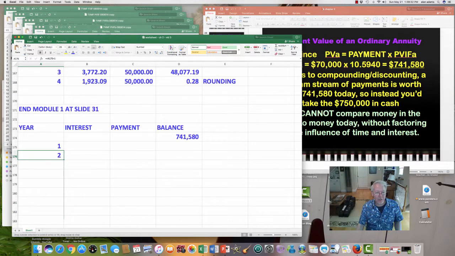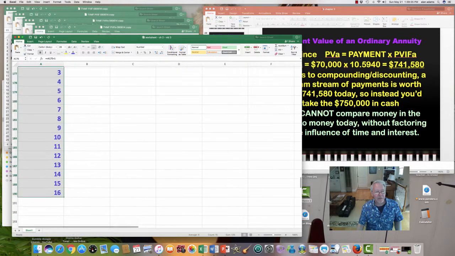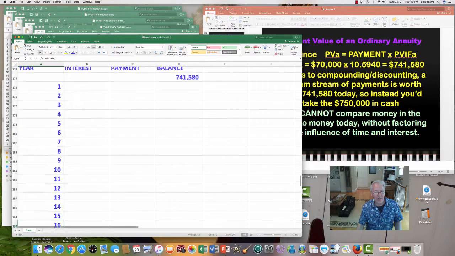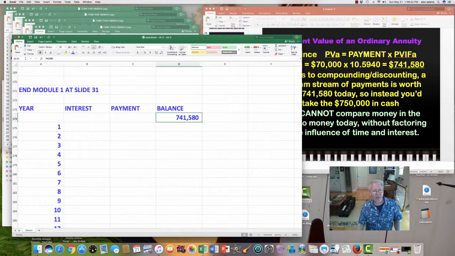Watch how I do this. Okay, I've got to go 4 more years. 1, 2, 3, 4. There are 20 years. I'm going to prove that that 741,580 is going to grow. Okay? I'm using 7%, I think was the number I said. Yes, 7%. So I like the number 7. What can I say? That number, 741,580, is going to earn me 7%. Okay? I'm going to take a payment of $70,000.